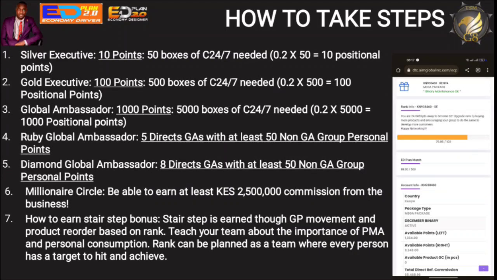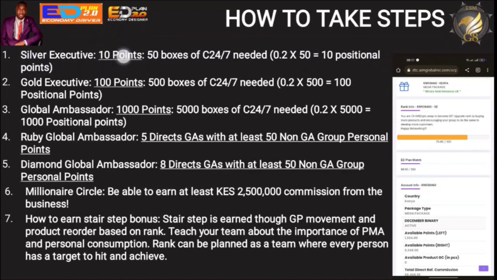Okay, so let's see, how do you move to a silver executive? Every person who starts the business is going to become a distributor. That is your rank. That is where you'll start from. So to move from a distributor to a silver executive rank, you need to have moved 10 points. 10 points means you need 50 boxes of C24/7. Each and every box of C24/7 has 0.2 positional points. So 0.2 times 50, you get 10 positional points, and by doing that you become a silver executive.